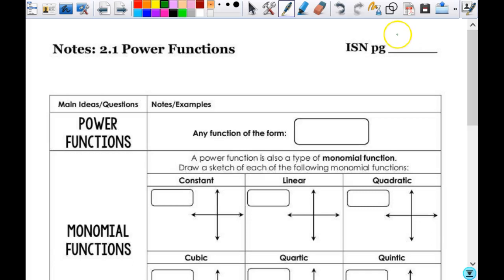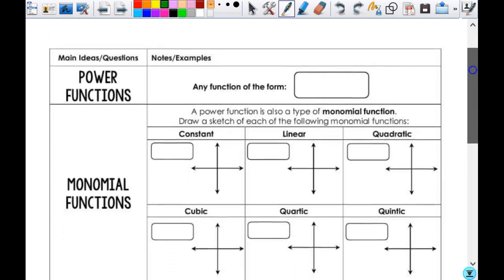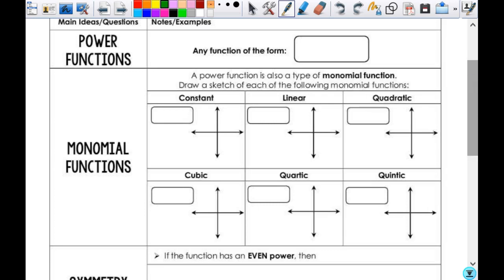All right, we're going to start with power functions, page 45. Okay, we have graphed some parent functions. We are moving into polynomials, and we're going to start with just the power functions. A power function is any function in the form f of x is equal to a times x to the n power, where a cannot equal 0 and n cannot equal 0. So if it is a power function, a can't equal 0 and n can't equal 0.